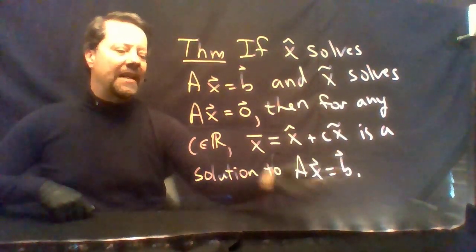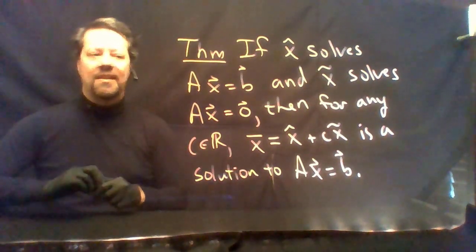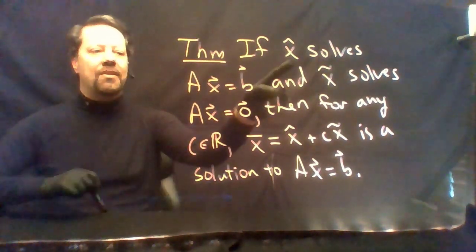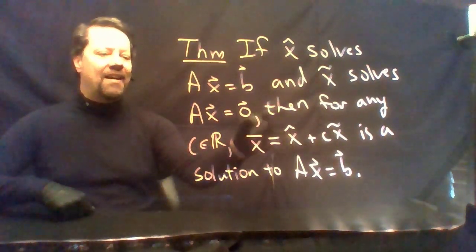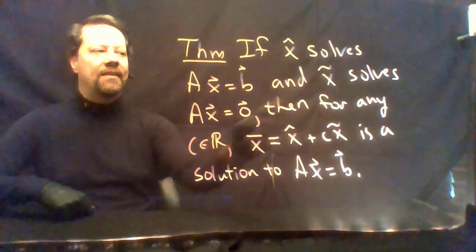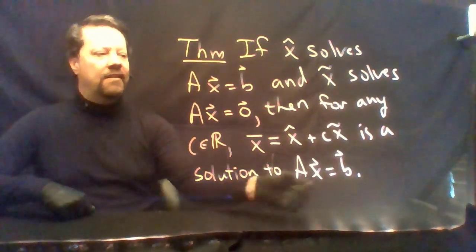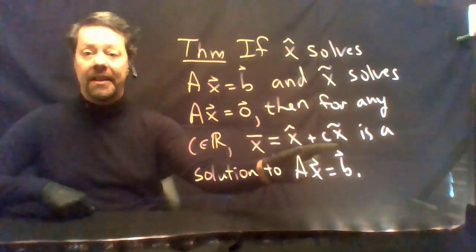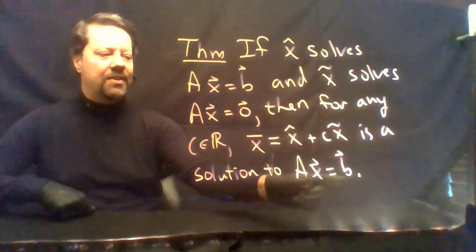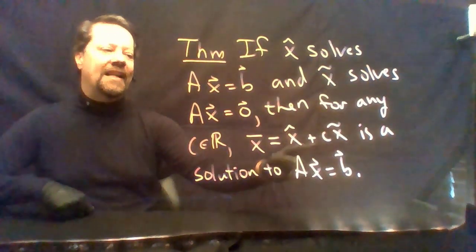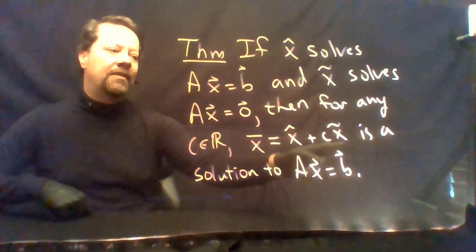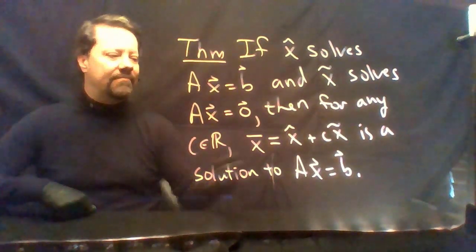In other words, if you have any given solution to a linear system plus any other solution to the corresponding homogeneous equation, then you can find an infinite number of other solutions to the original system by taking the non-homogeneous solution and adding any scalar multiple of that homogeneous solution. Let's prove this.